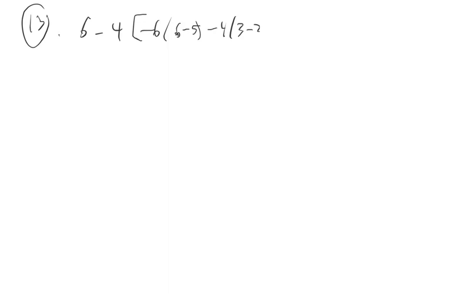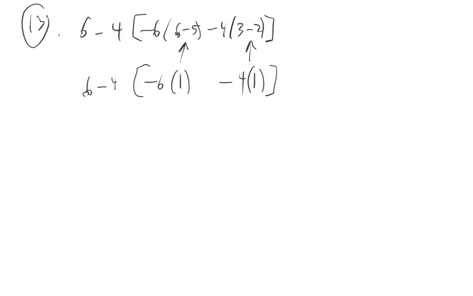And then 13 says 6 minus 4, bracket, negative 6, 6 minus 5, minus 4, 3 minus 2, bracket. So start inside these parentheses. 6 minus 5 is 1. 3 minus 2 is 1. So you're left with negative 6 times 1, then negative 4 times 1, and then left bracket 6 minus 4.